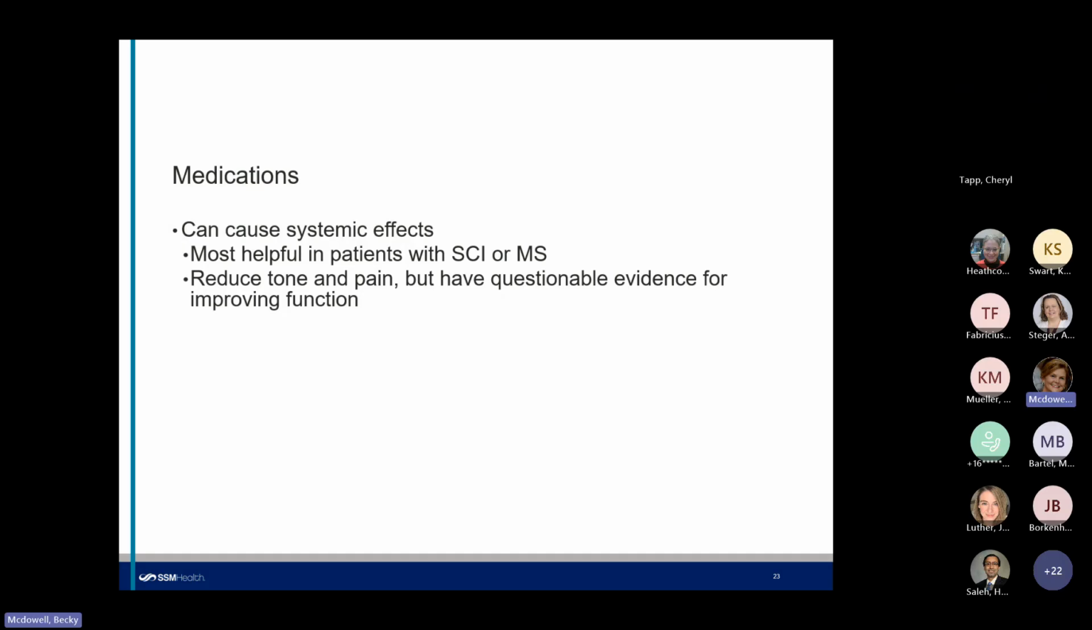I think that's more thinking about medications alone, because function really improves with doing therapy, stretching, and everything else to improve function. So a couple medications we're going to talk about are baclofen, clonidine, dantrolene, diazepam, clonazepam, and tizanidine.